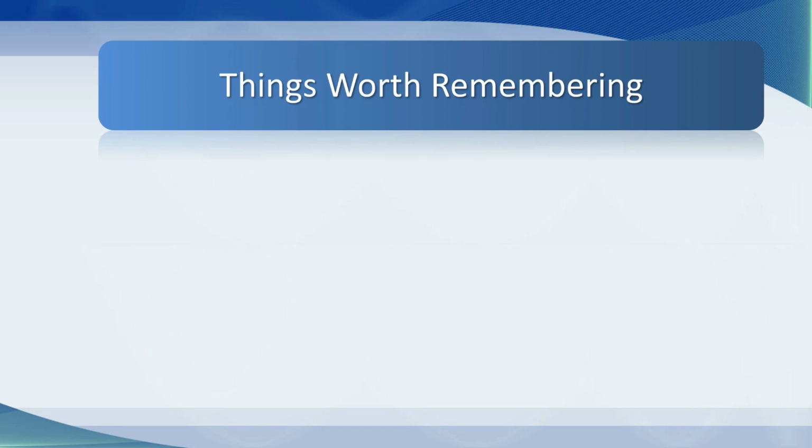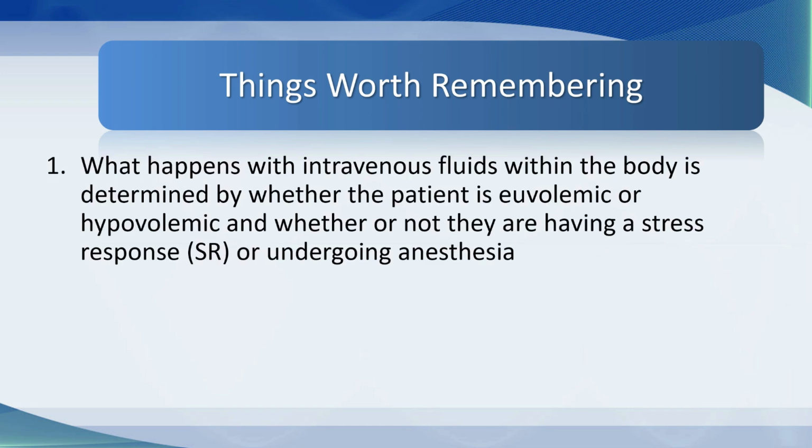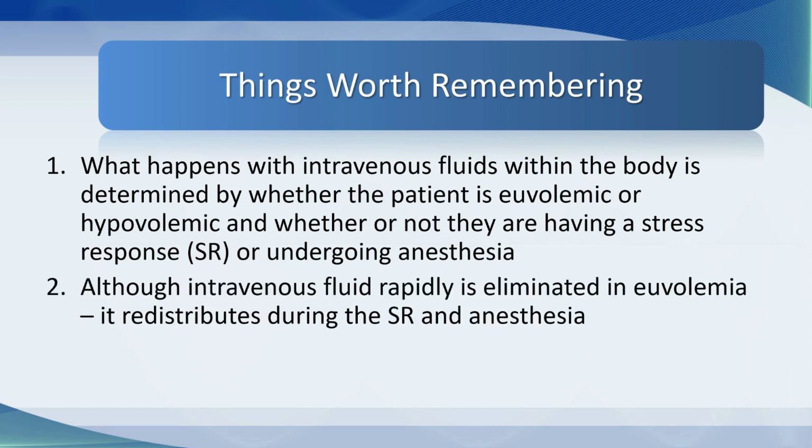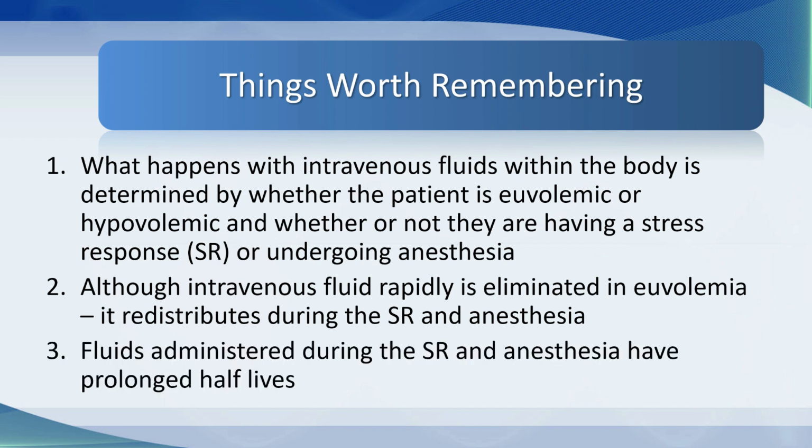Let me cover some key points in this presentation. It'll take a few minutes, but I want to reinforce these points. What happens with intravenous fluids within the body is determined by whether the patient is euvolemic or hypovolemic, or whether or not they're having a stress response or undergoing anesthesia. Although intravenous fluid is rapidly eliminated in euvolemia, the fluid redistributes into the interstitial space during the stress response and anesthesia when there is surgery.